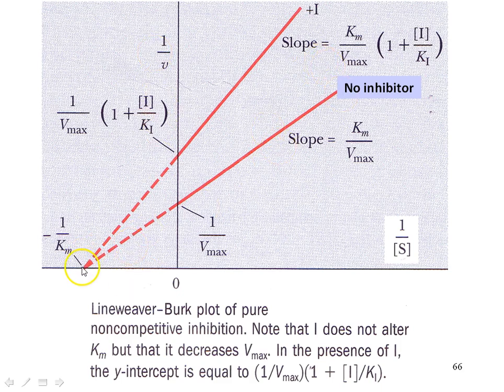They both meet here, and they meet exactly on the x-axis at the same position of no inhibitor, the same position of minus the reciprocal of the Michaelis constant. The slope is given by alpha times Km over Vmax, and the y-intercept is alpha times 1 over Vmax. So the intercept here depends on the inhibitor concentration. The more inhibitor I have, the bigger the intercept here.